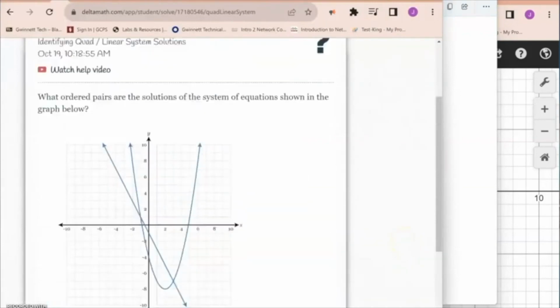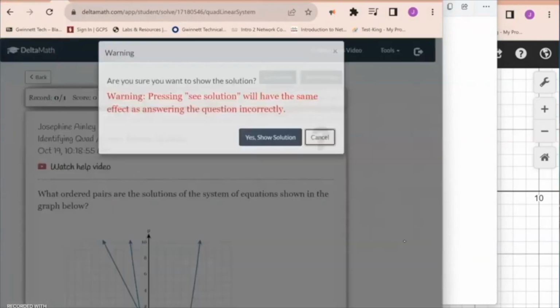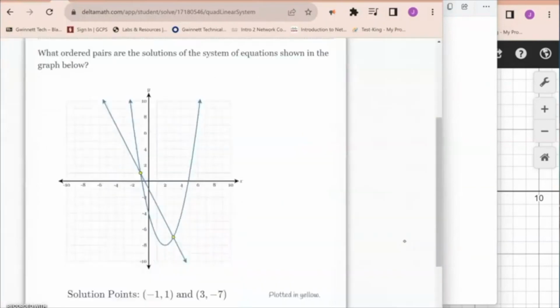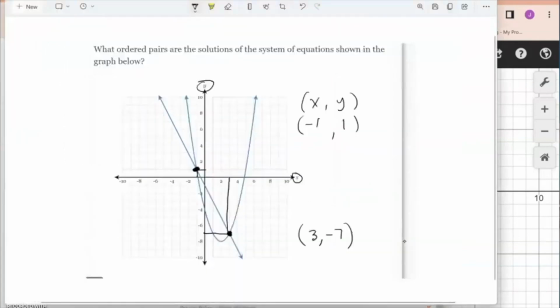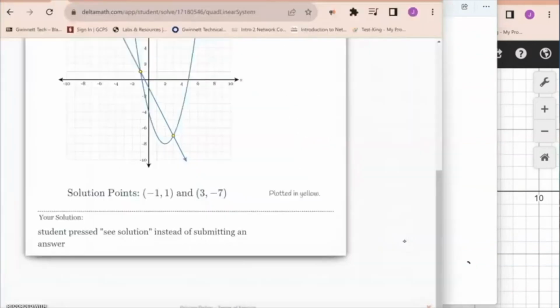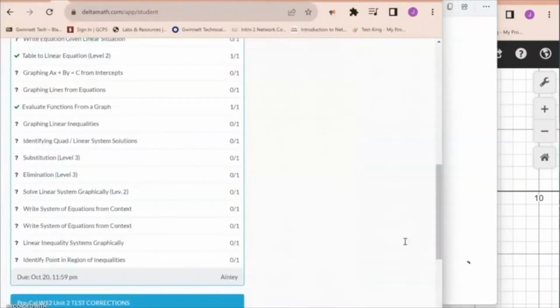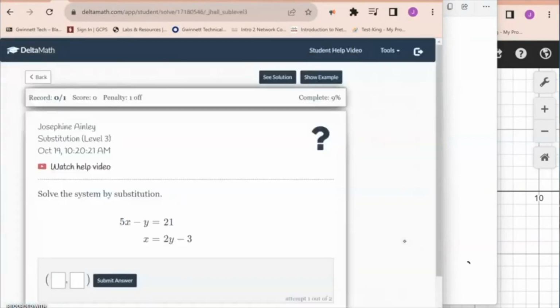All right, it's not going to let me put it in, but I'll just get it wrong and show you. So -1, 1, and 3, -7. -1, 1, 3, -7. Okay, so the intersection is the solution. We're going to take a look at substitution.